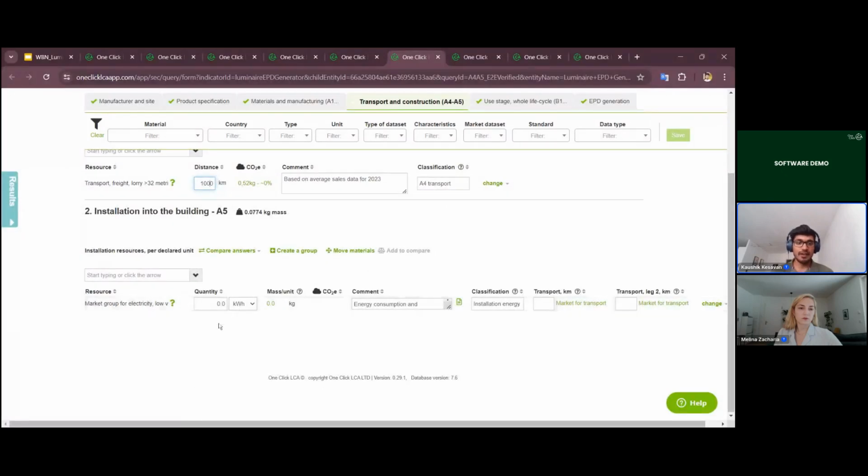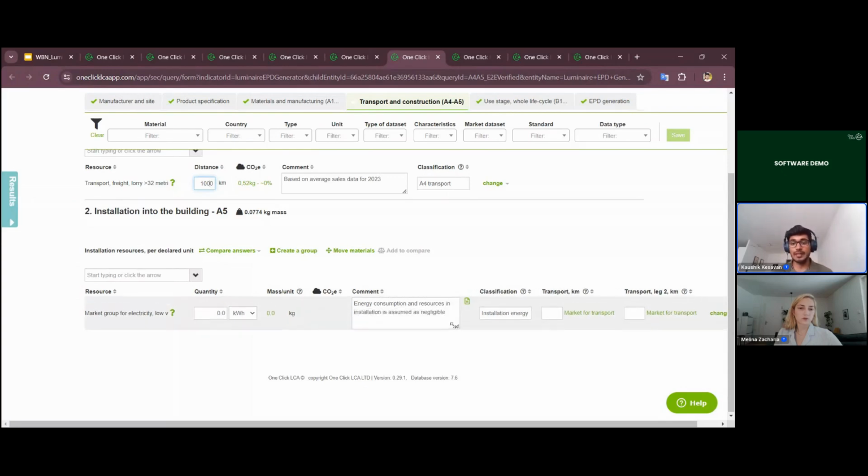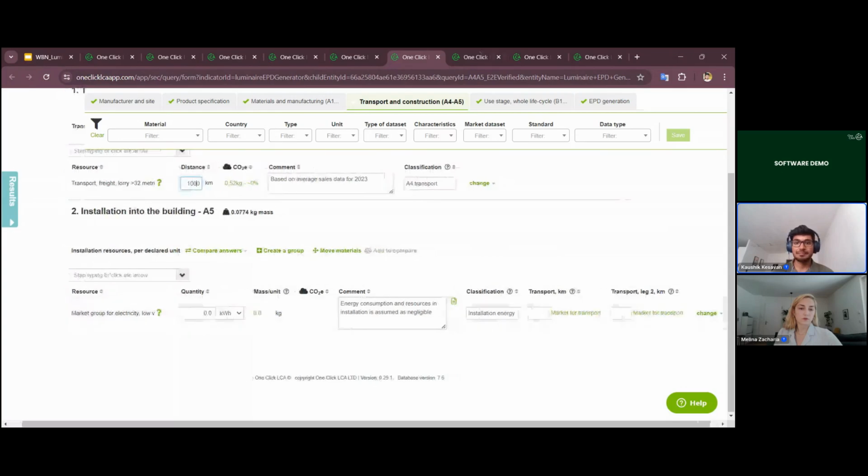Installation into the building, A5. Now, like I said, this would be about energy consumption during the installation of the product in the factory. Any information such as the hand tools, drilling, screwdriving, and so on that is going in to make the product fixed. Here, it's just assumed to be negligible because assuming it's done by hand, so no energy.